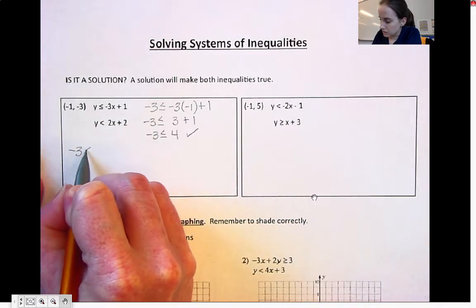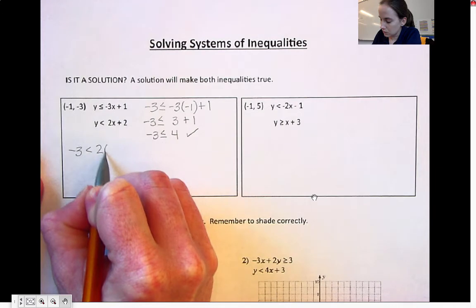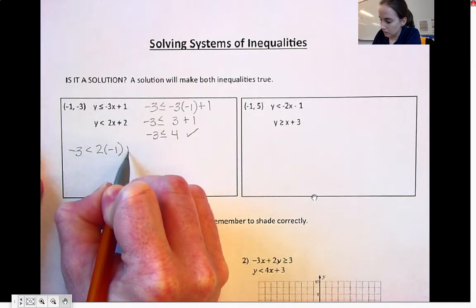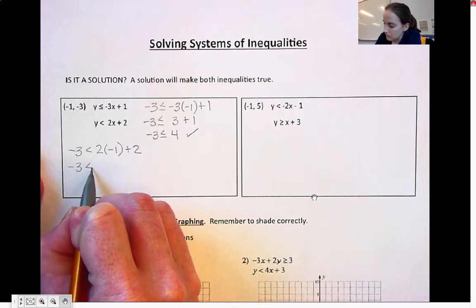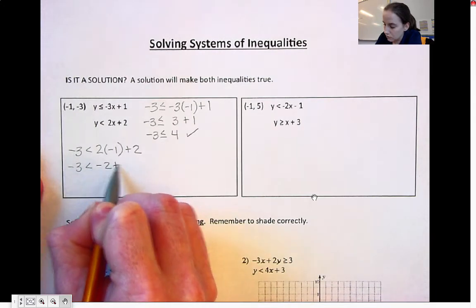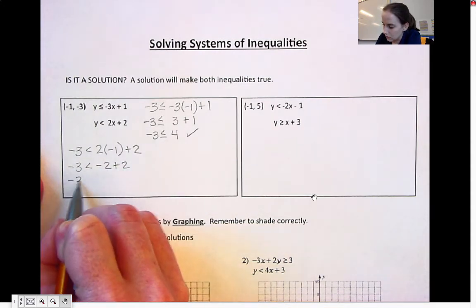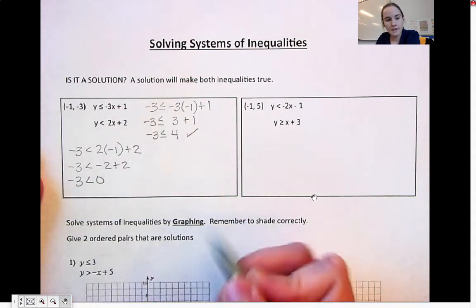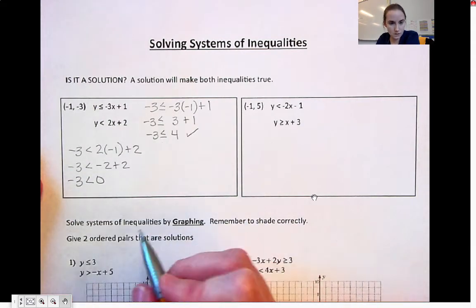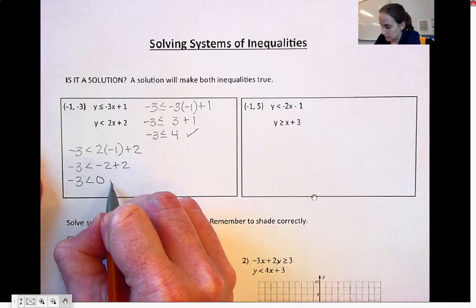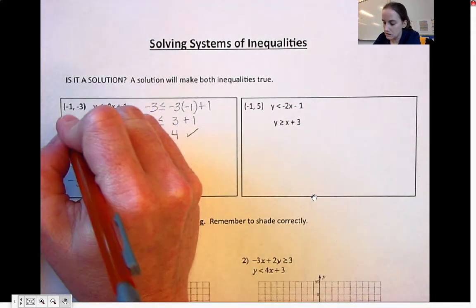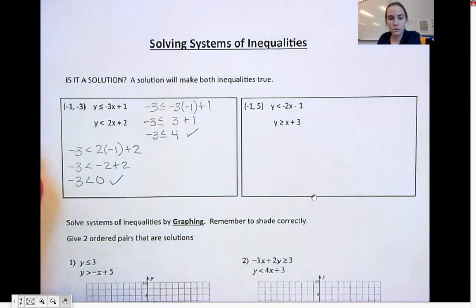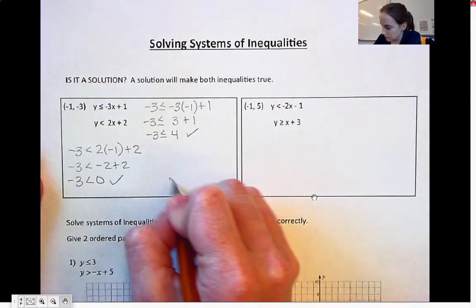Negative 3 is less than 2 times negative 1 plus 2. So negative 3 is less than negative 2 plus 2. Negative 3 is less than 0. Is negative 3 less than 0? Yes. So therefore, they both work. So is this a solution to the system of inequalities? Yes.